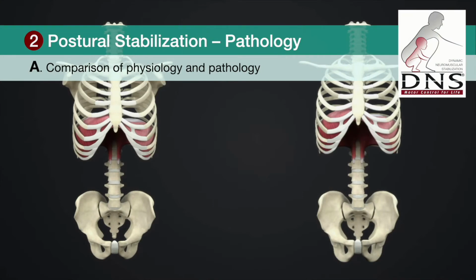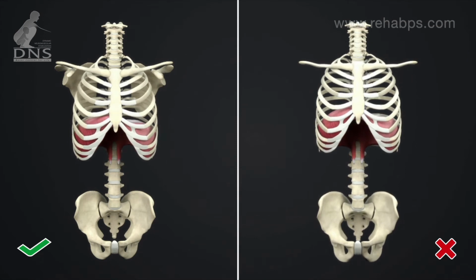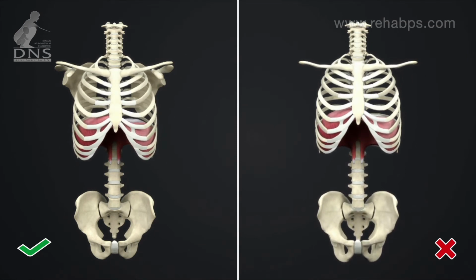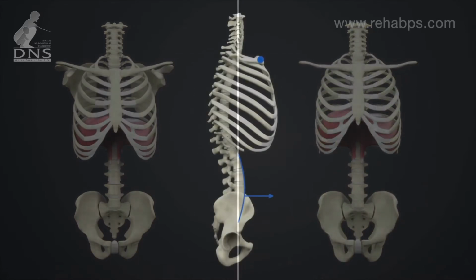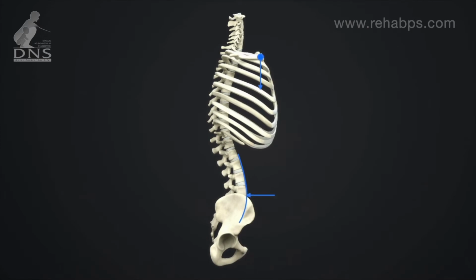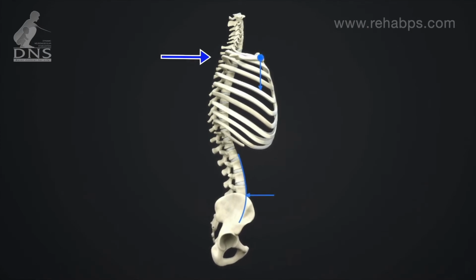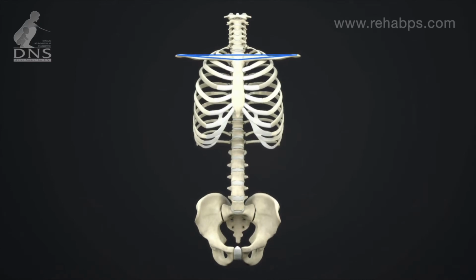When comparing physiology with pathology, we notice which changes occur in the function of the diaphragm and their effects on the entire postural control of the trunk. With incorrect function of the diaphragm and other muscles, the rib cage moves in a craniocaudal direction. The shoulders elevate, the spine becomes unstable in the sagittal plane during movement, and the clavicles become more horizontal.